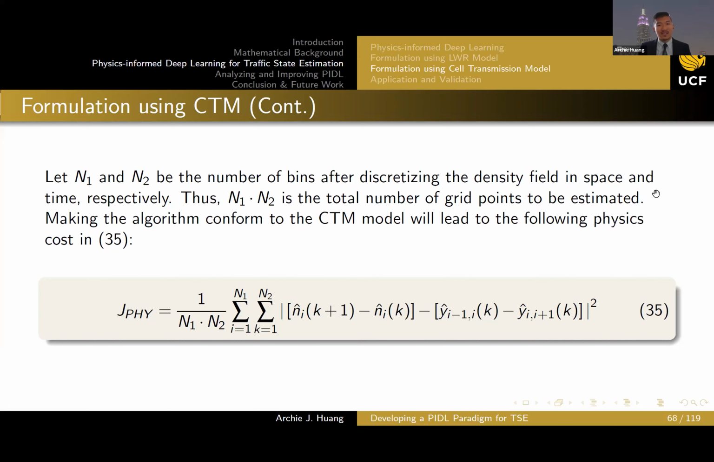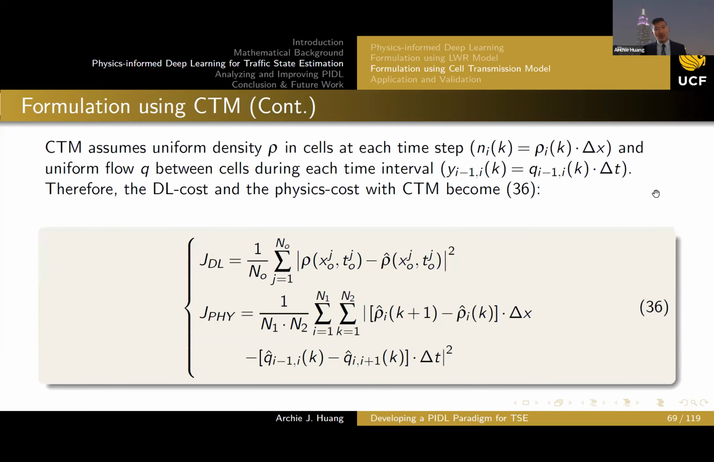In the next slide, we also see the general assumption of CTM that there is a uniform density rho in each cell, and there is a uniform flow between adjacent cells at each time interval. So we can further formulate the cost terms JDL and JPHY in equation 36 here.